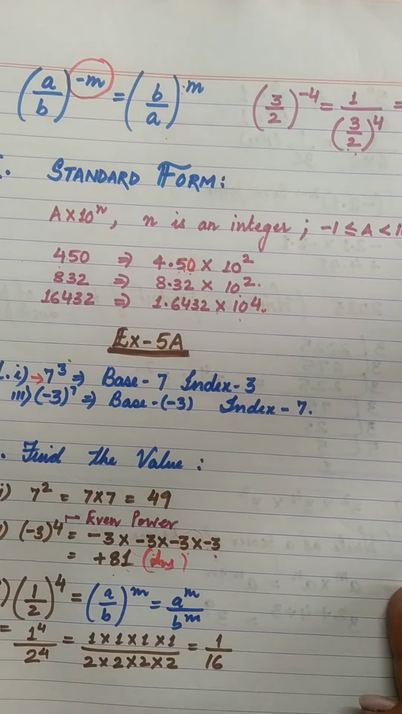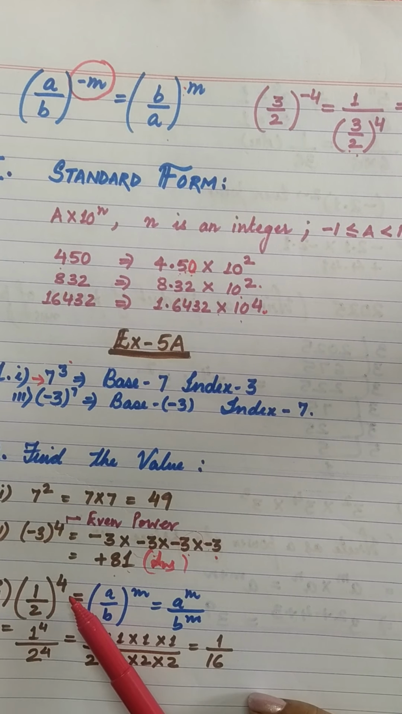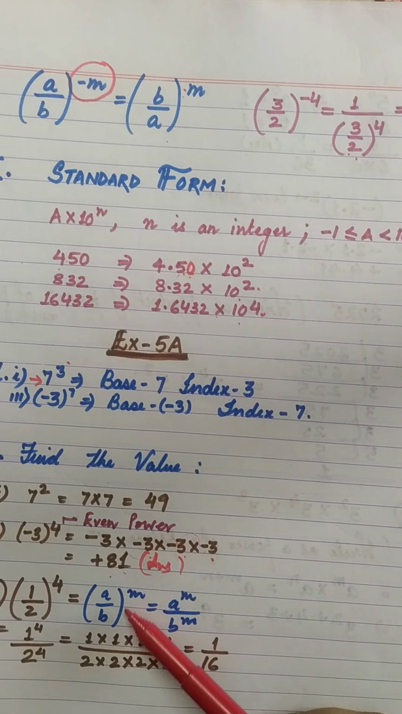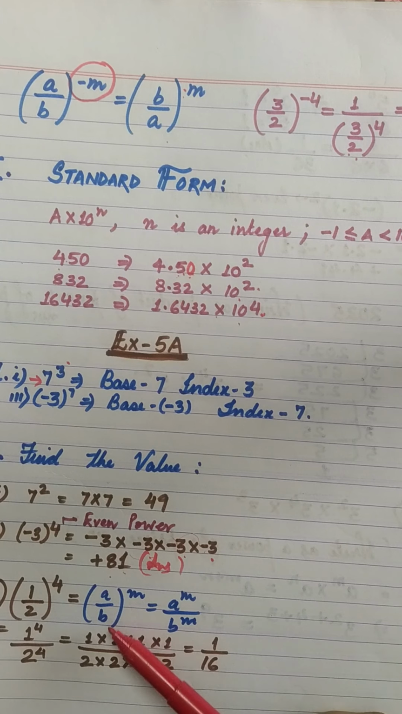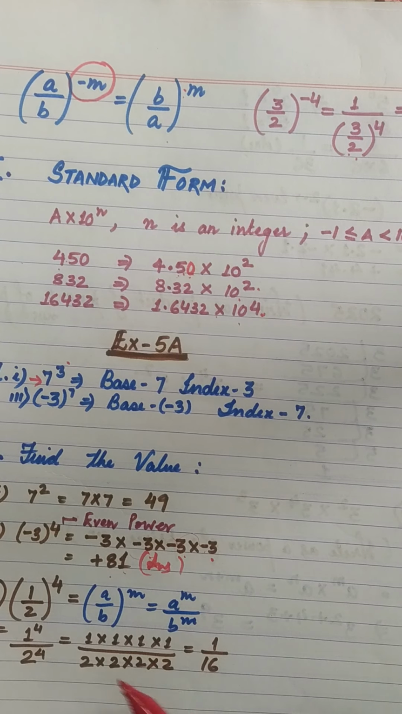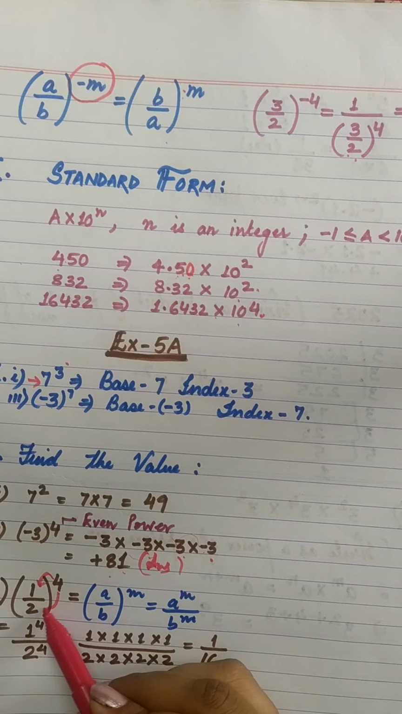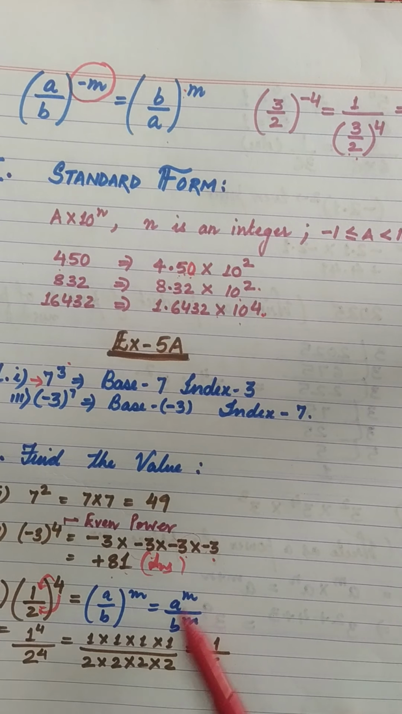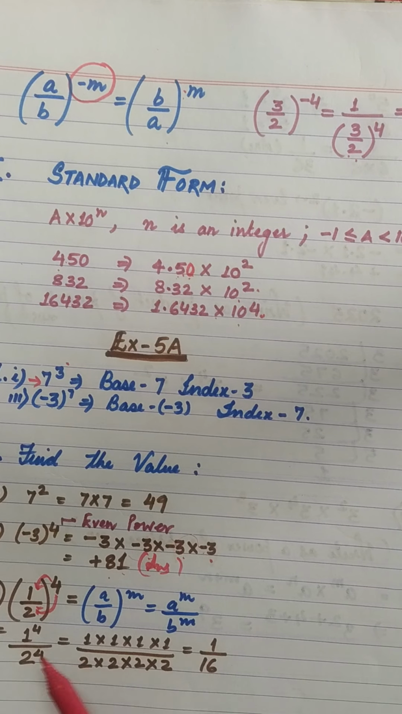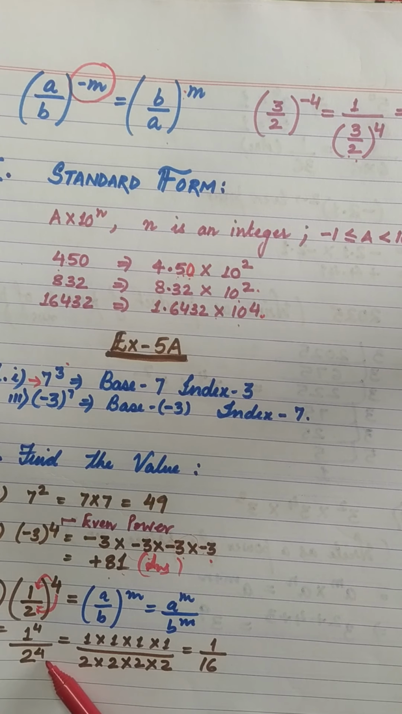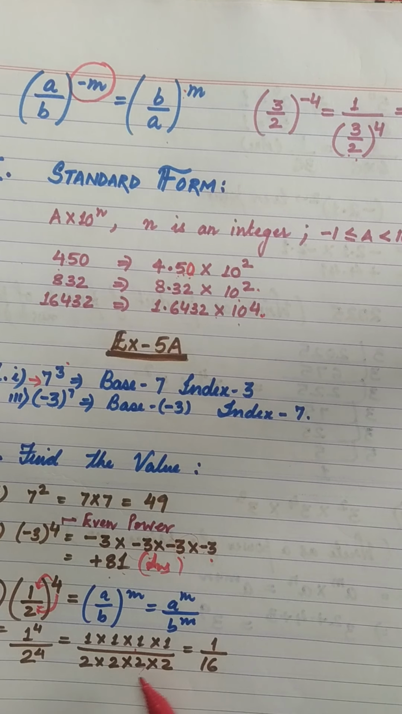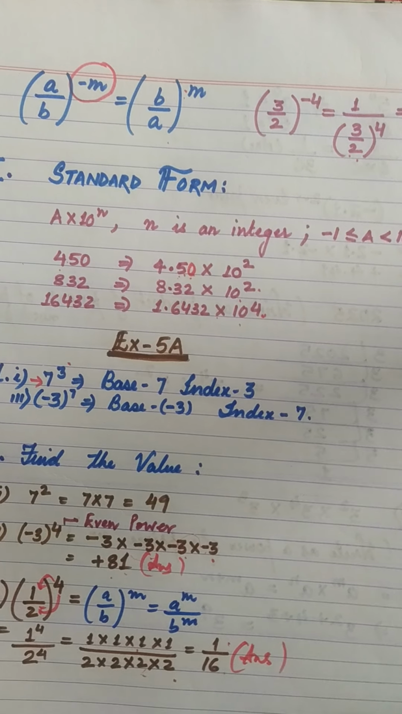The sixth bit, (1/2) to the power 4. So (1/2) to the power 4 means here which law are we going to use? (a/b) to the power m. This 4 is the power of 1 also, and the power of 2 also. So a to the power m upon b to the power m. That is 1 to the power 4 upon 2 to the power 4. So we got it as 1 is multiplied 4 times and even 2 is multiplied 4 times. So 1 upon 16 as the answer.